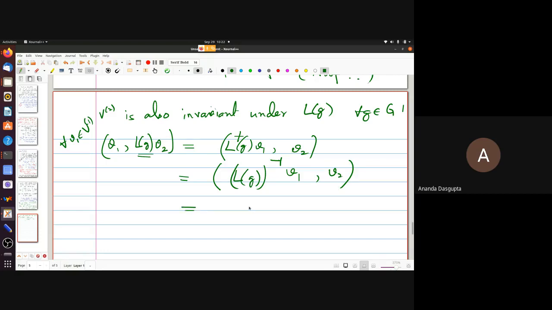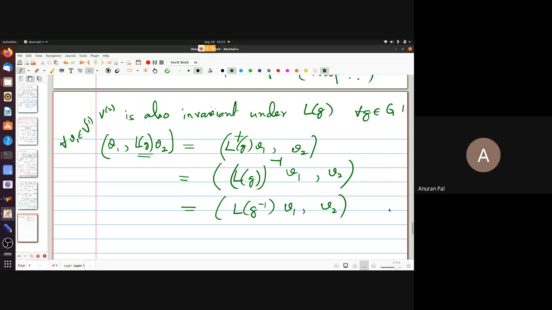But what's LG's inverse? It's L of G inverse. Right? Because this is a representation. So that's a pretty straightforward result. Now, can you tell me why this tells you that this must be 0? Go ahead, I am waiting for the answer. Because V1 is itself an invariant subspace.